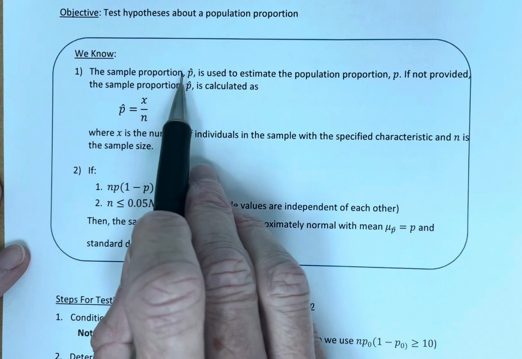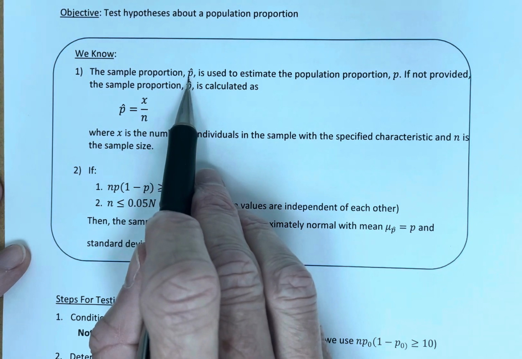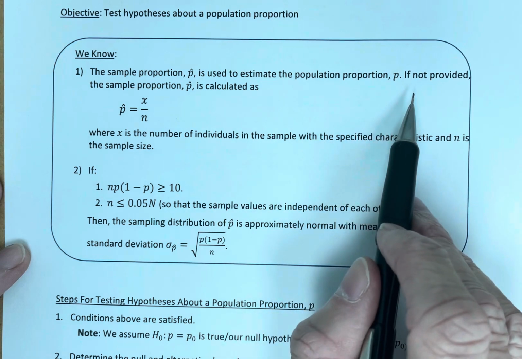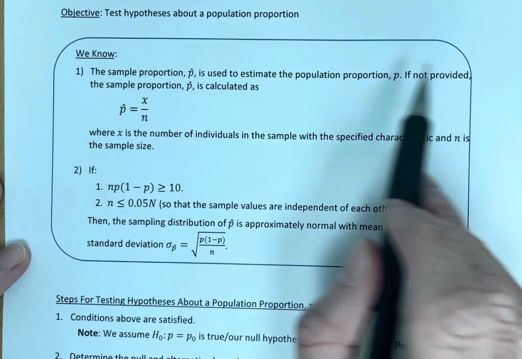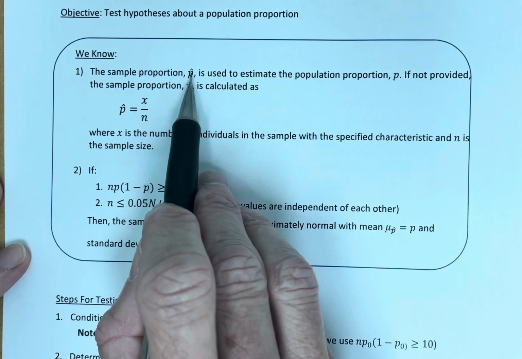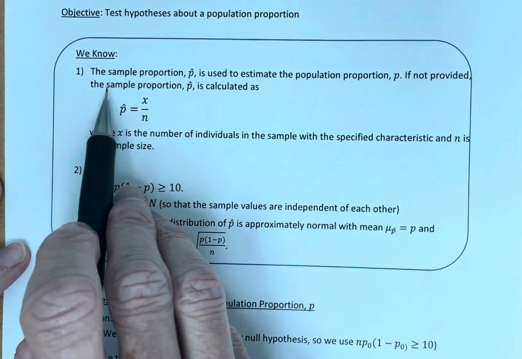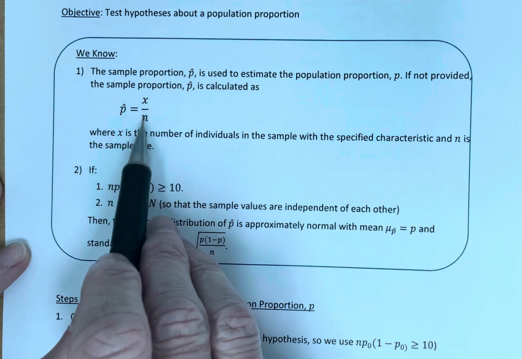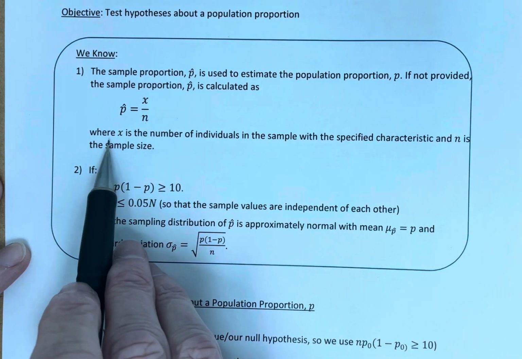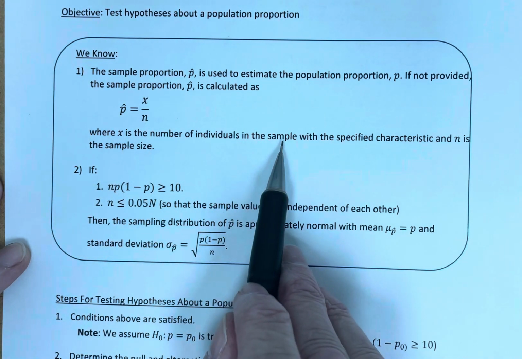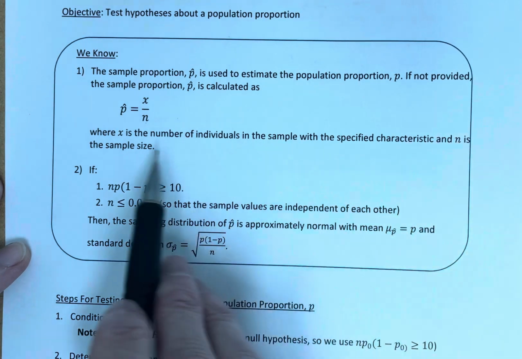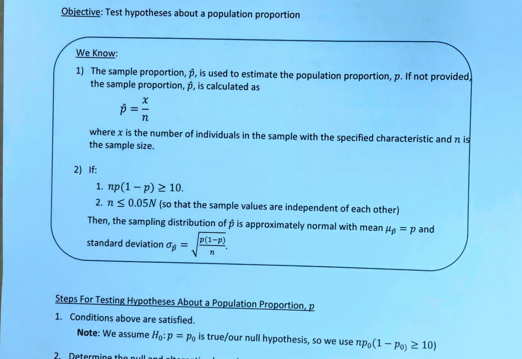We know that the sample proportion p hat is used to estimate the population proportion p. If it's not provided, if you don't know p hat, the sample proportion p hat is calculated as x over n, where x is the number of individuals in the sample with the specified characteristic, and n is the sample size.